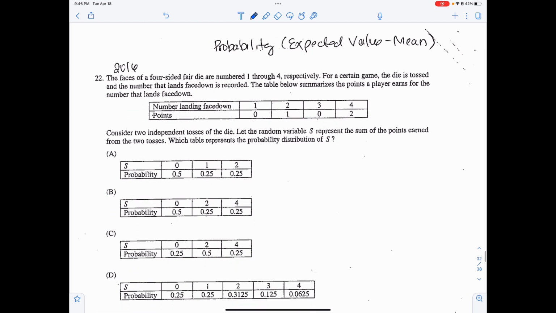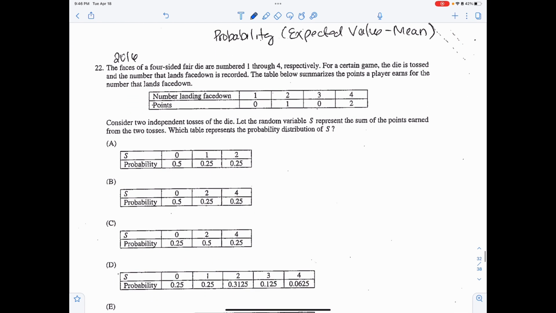All right, make sure you know how to do the expected value. And remember, to do that, if I'm asking for the expected value or the mean, remember it's this one times this one, plus this one times this one, plus this one times this one, plus this one times this one. So that's how you do expected value. Let's see what this says.